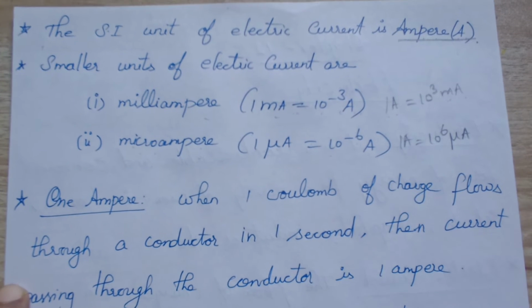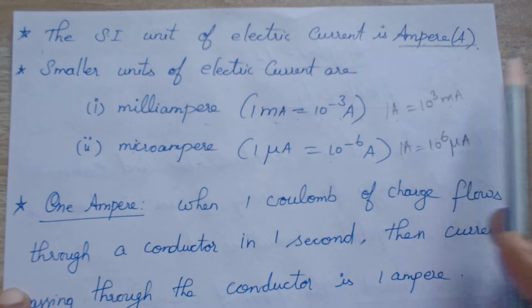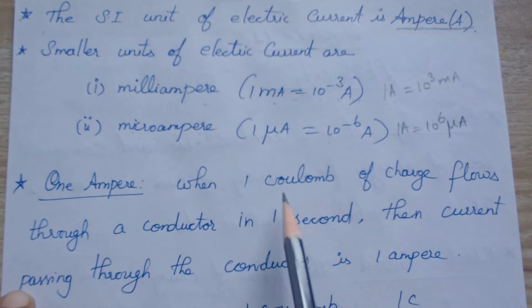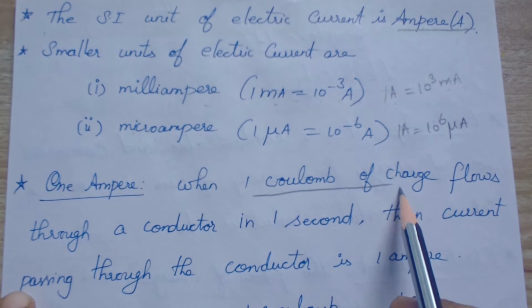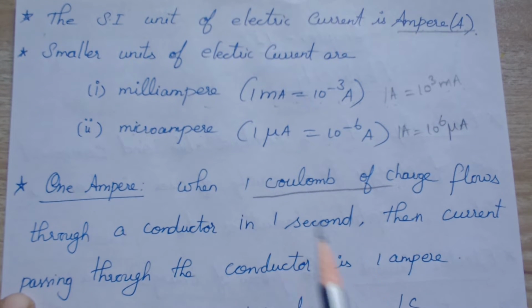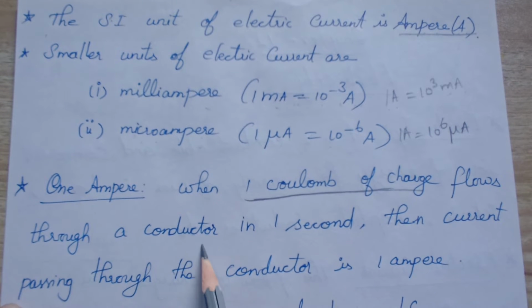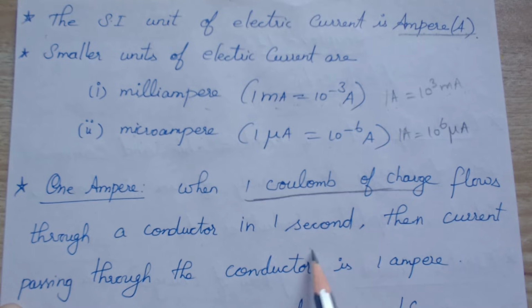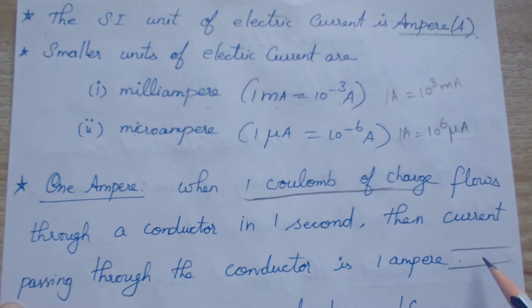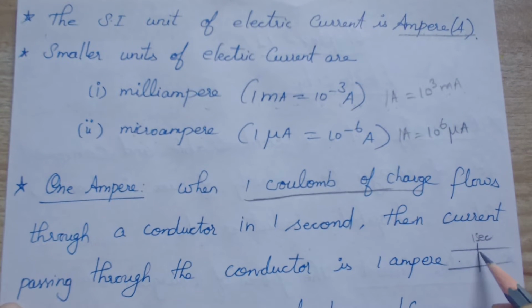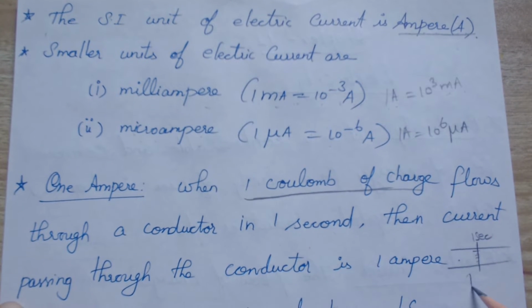These are the smaller units of electric current, and your standard unit is ampere. What is that 1 ampere? 1 ampere means when 1 coulomb of charge, current means charge flows per second. How much charge has to pass? 1 coulomb of charge flows through a conductor in 1 second. For example, this is a wire, at a particular point in 1 second, if 1 coulomb of charge passes, then it is called 1 ampere.